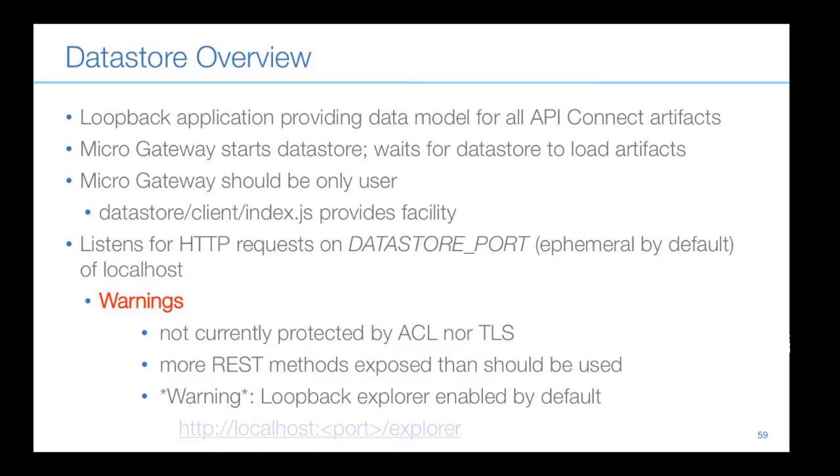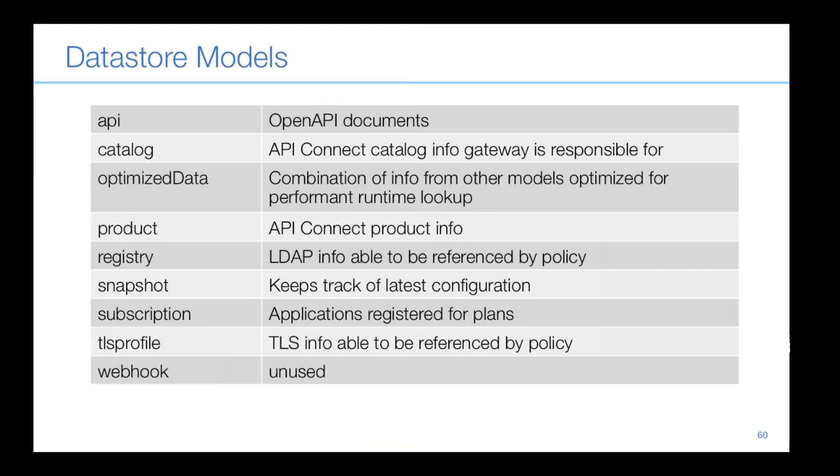in this Loopback application. If you click next, please, Tim, you'll see the models for the data store. API stores the Open API or Swagger documents. Catalog, product, registry, subscription, and TLS profile are all artifacts of API management. There are a few that are interesting. Webhook is unused. Snapshot is what we use; it's a mechanism to keep track of the latest configuration.